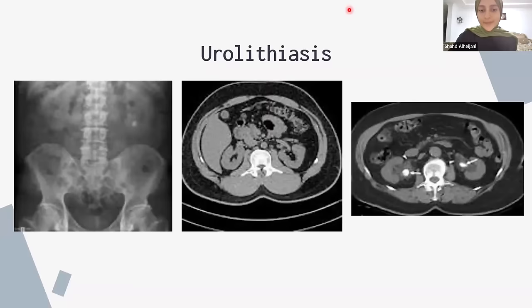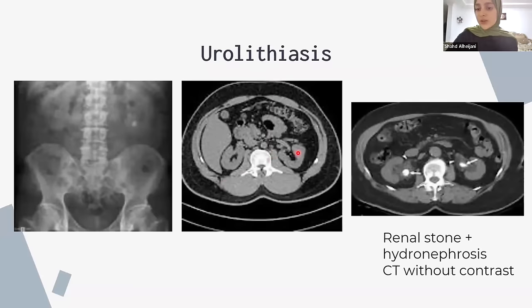You got stone. What do the others think? Do you agree with that? Yes, tamam. So we call this urolithiasis, as you can see on the slide. It's basically a kidney stone. So here you have a renal stone and hydronephrosis. And for a renal stone, you use a CT without contrast, because the stone is a solid structure. So it will appear bright, as you can see here, just like the bone.